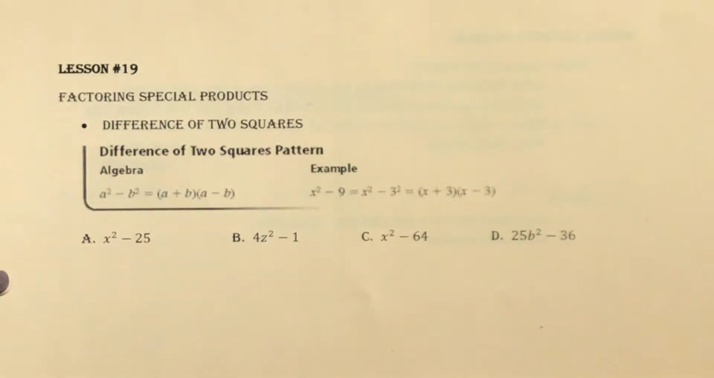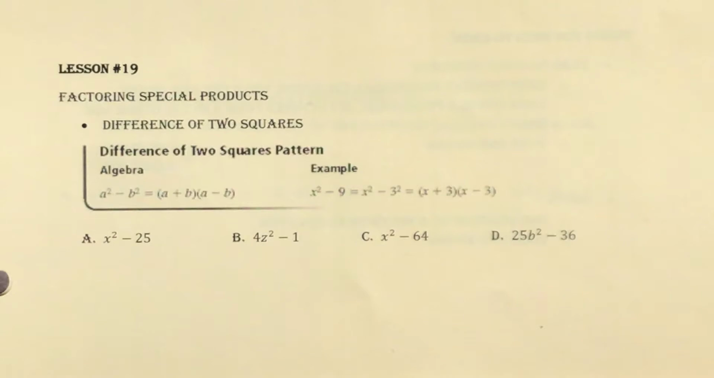So we are on to lesson number 19 in chapter 7, all about factoring special products. And so we're going to talk about some patterns that we see. Specifically in lesson number 19, we're going to talk about the difference of two squares pattern. And this is a pattern that you'll see follows the same thing happening every single time.